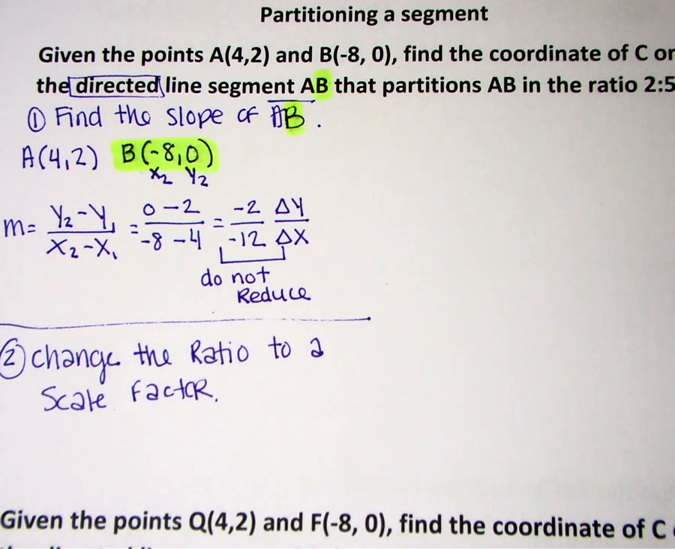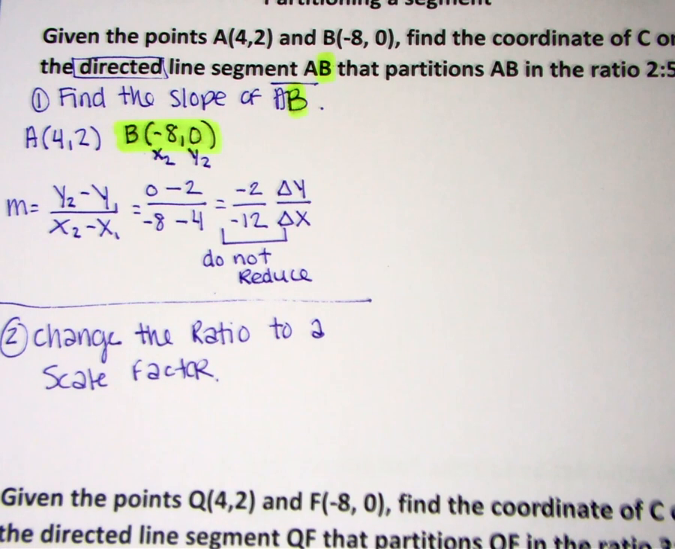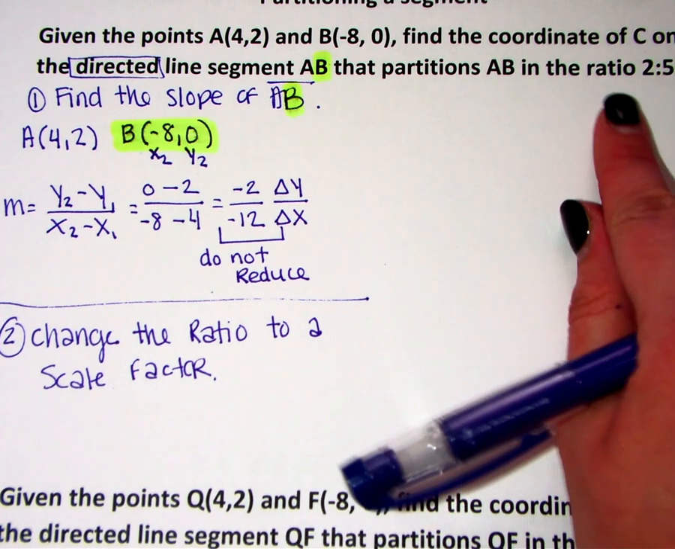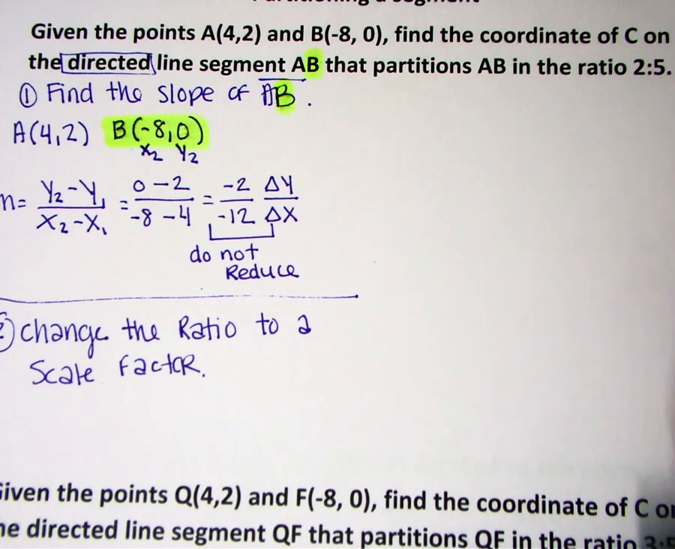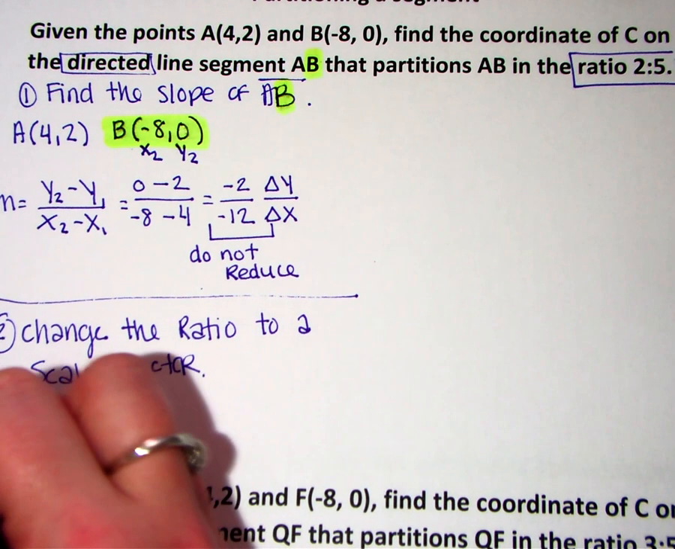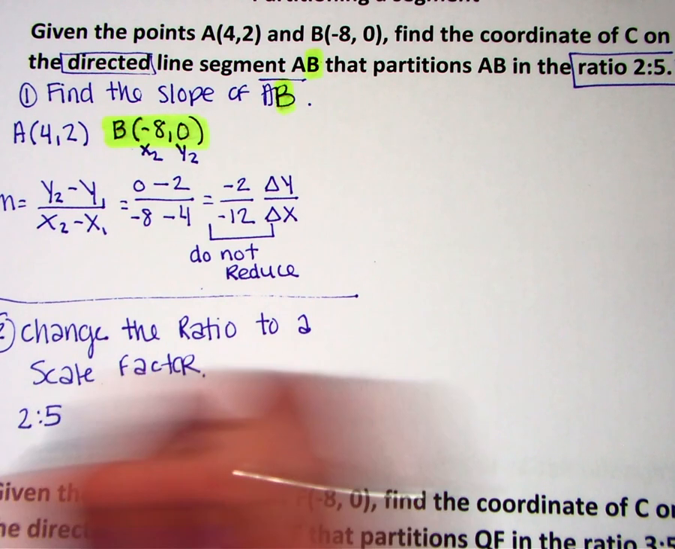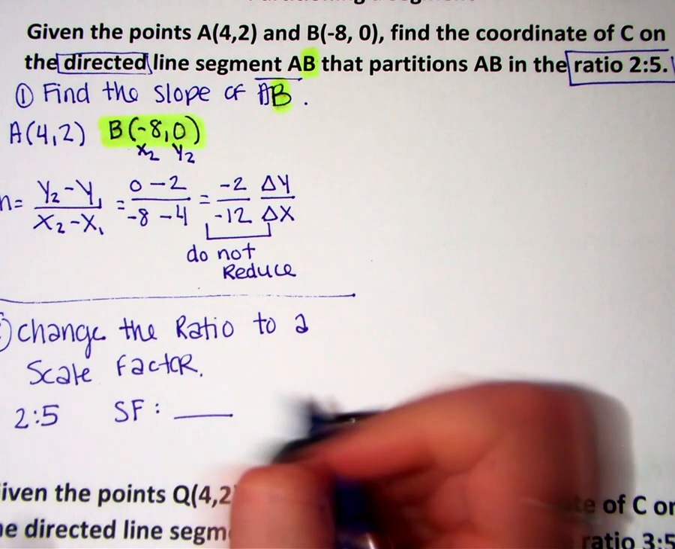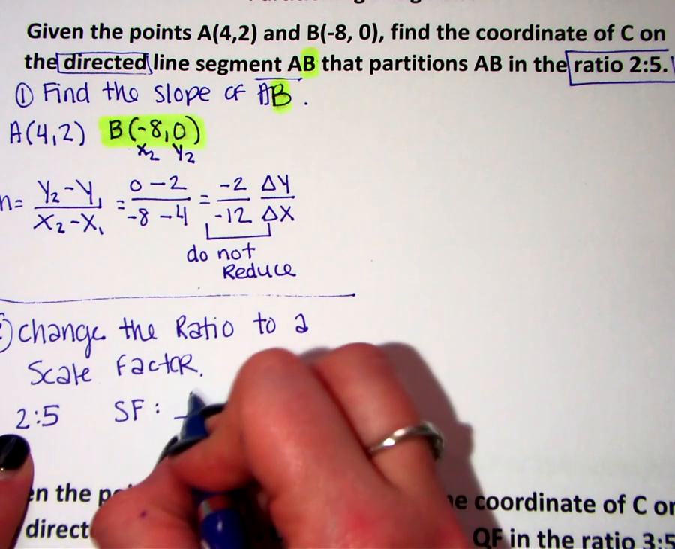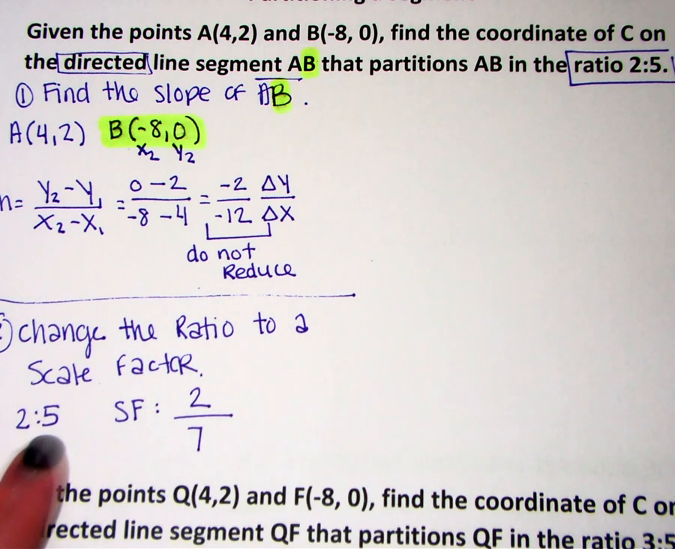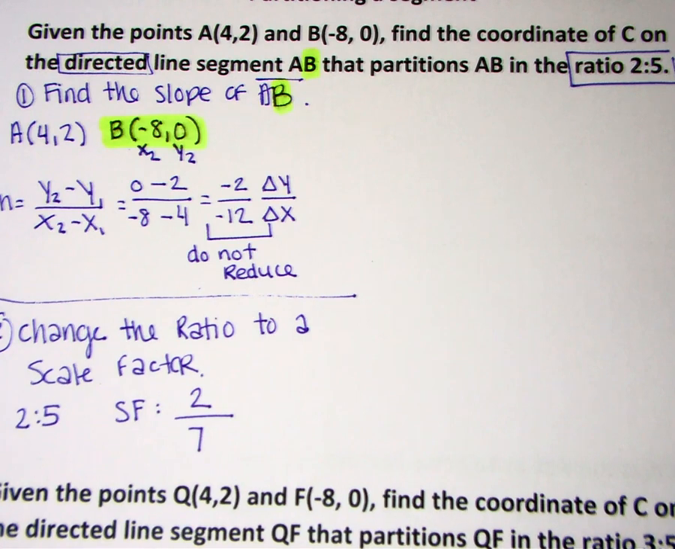Again, if this is a concept you're unfamiliar with, please watch the ratio to scale factor tutorial video to kind of clarify. So it tells you the ratio right here, 2 to 5. Okay, so my ratio is 2 to 5. I want to change that to scale factor. Remember, scale factor, you add, or 2 is on top, and then you add A and B. So 2 plus 5 is 7. So now my scale factor is 2 over 7.